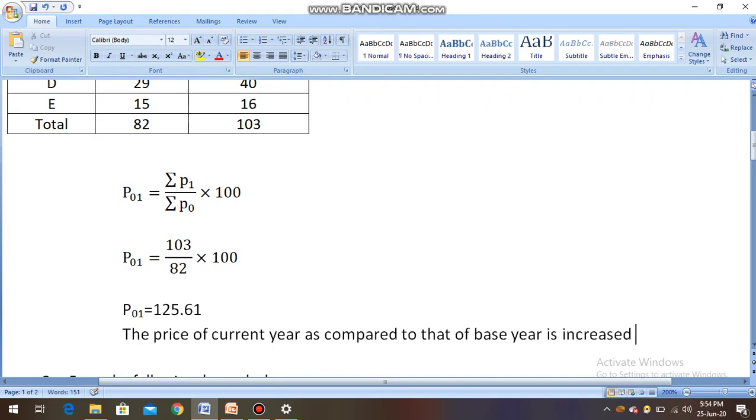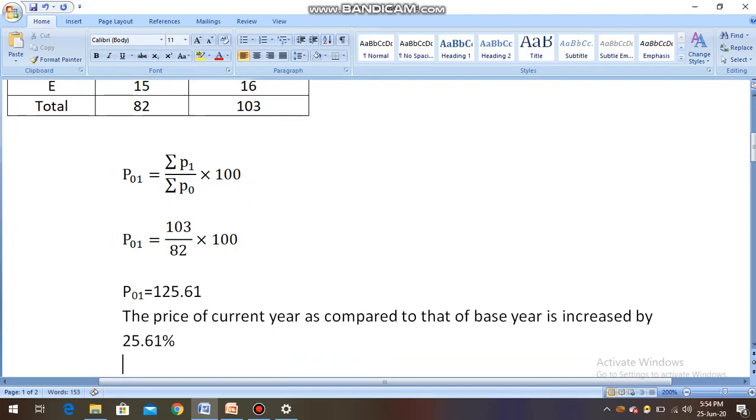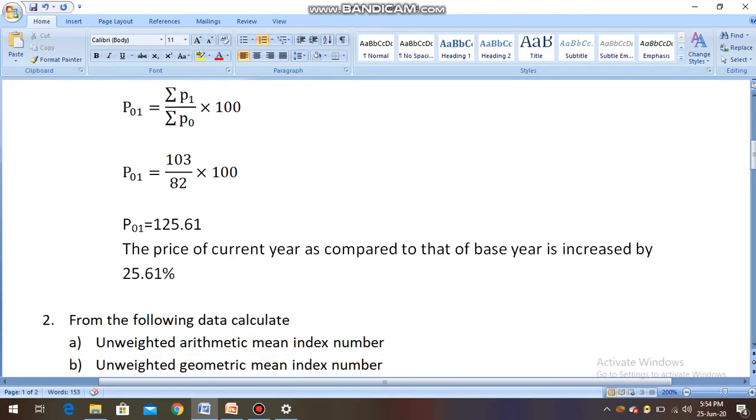increased by 25.61%. So you have to take a difference of answer with 100 and you will get how much percentage it has increased. So the price of the current year as compared to that of the base year is increased by 25.61%. So this is the answer for the first problem.